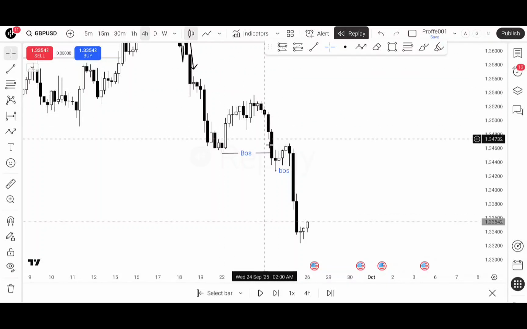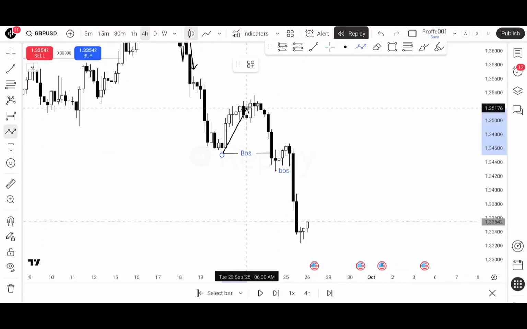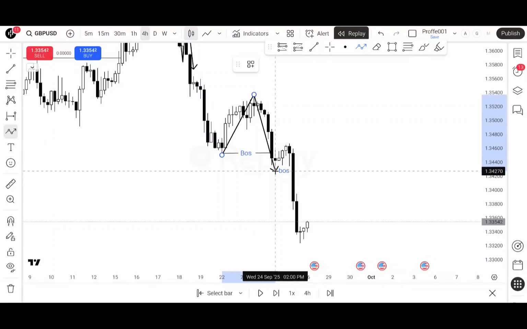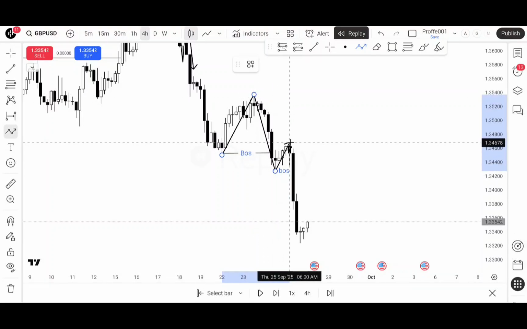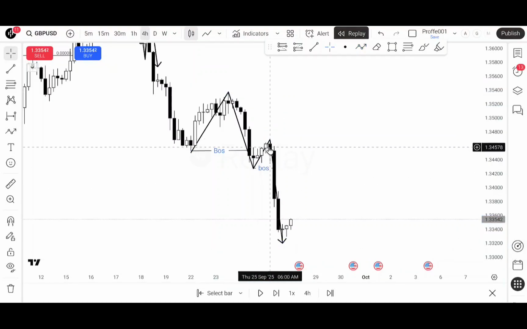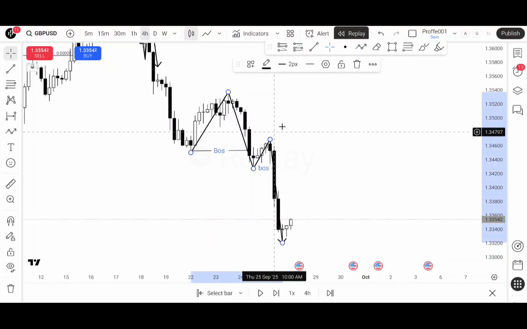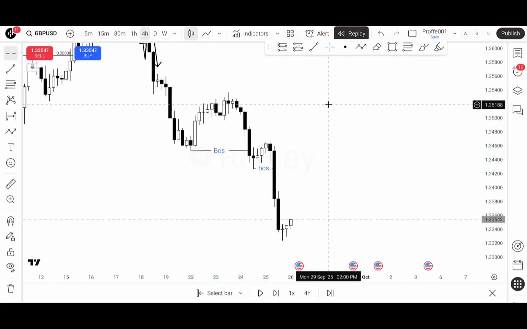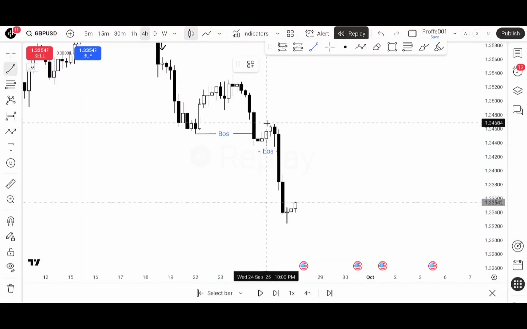From the 4 hours time frame, if you see this internal structure, you are going to see that we have a break of structure here, we have a high, and we have a lower low. We are very much interested in taking trades from this level. Let me remove this so that you understand. We're interested in taking trades from this level.